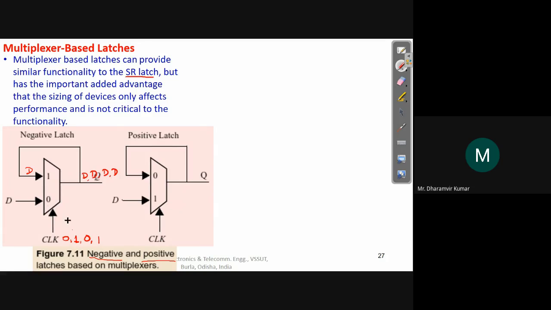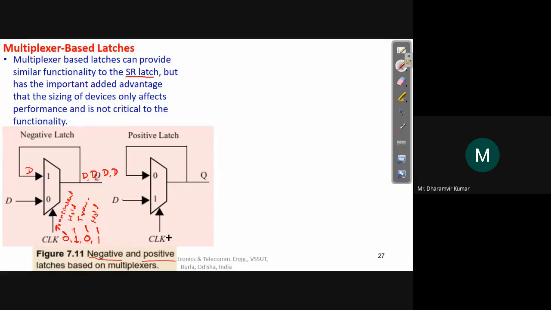So when clock is 0, this is transparent mode. When clock is 1, this is hold mode. Again, when clock is 0, this is transparent, and again hold. So this is what happens for a negative latch. Similarly, this is the case for a positive latch.